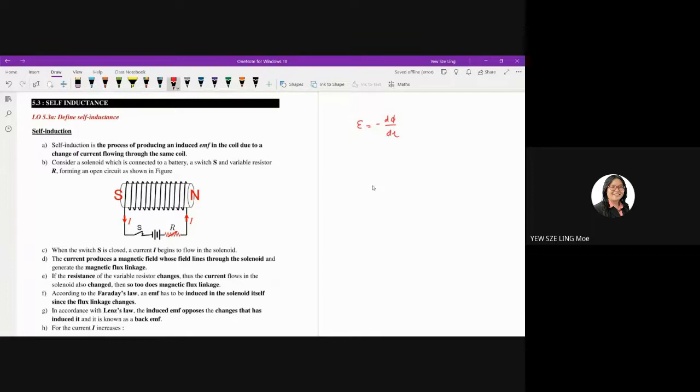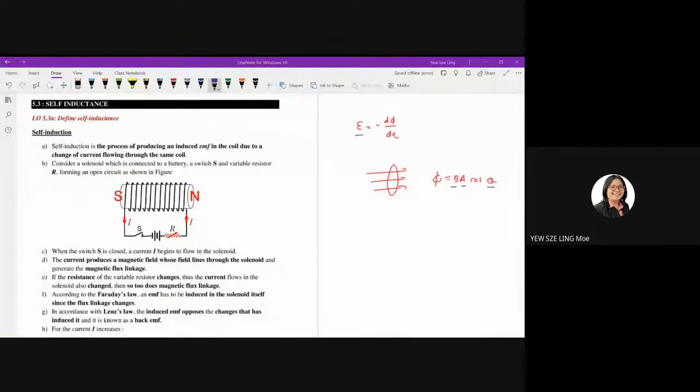Now, what does it mean by change in flux? You have to remember what flux means. Flux means if you are given a cross-sectional area, the number of field lines passing through this cross-sectional area gives you the flux. So flux equals BA cos theta. If there's a change in any of the variables in this equation, it will lead to a change in flux, and therefore EMF will be induced in the coil or in the solenoid.